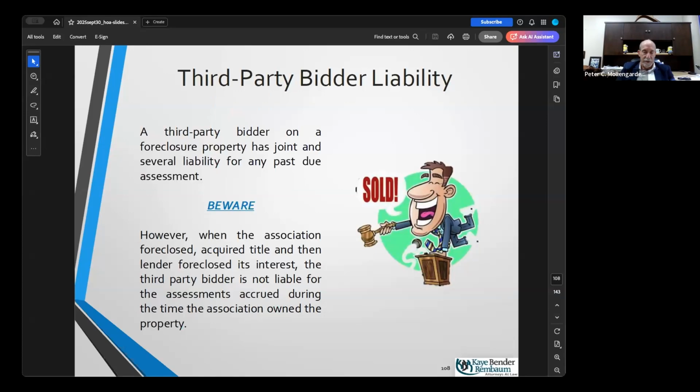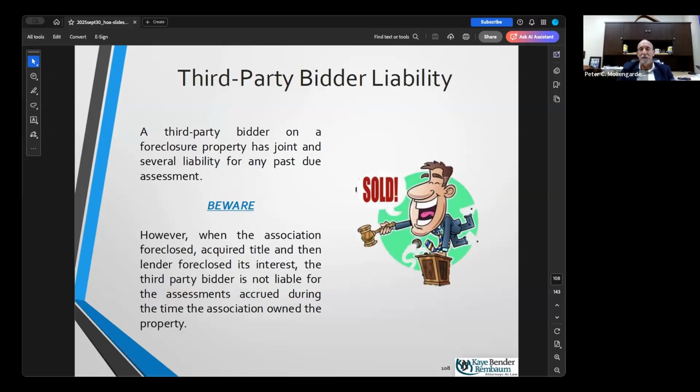A third-party bidder, though, let's say it goes to foreclosure sale, lender foreclosure, and Joe Blow, Betty Sue, Johnny, they buy that lot at the lender's foreclosure. A third-party bidder has joint and several liability for any past due assessments, okay? So they are going to be liable for the past due assessments.